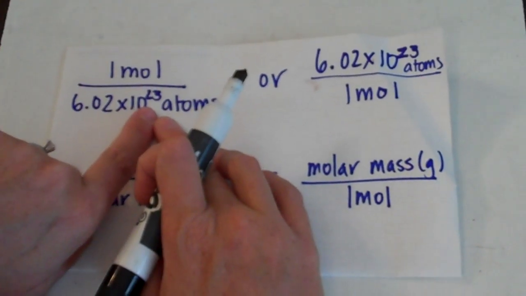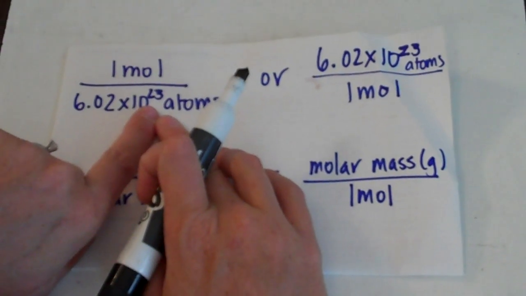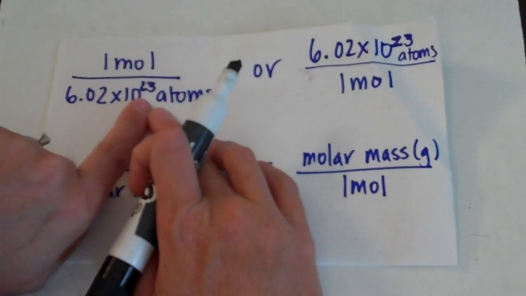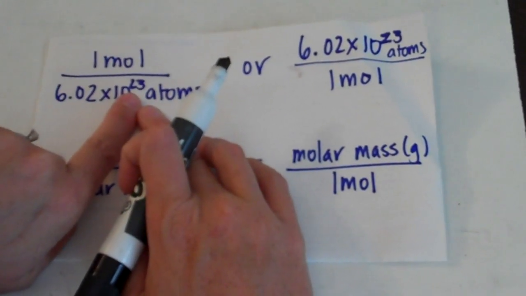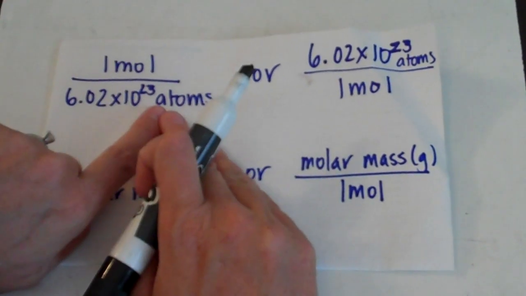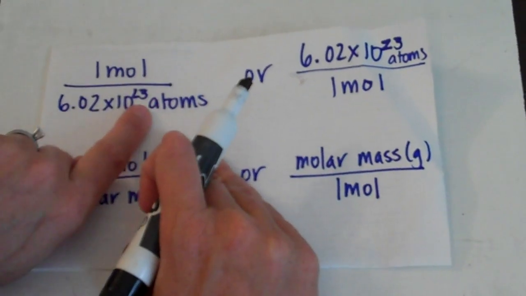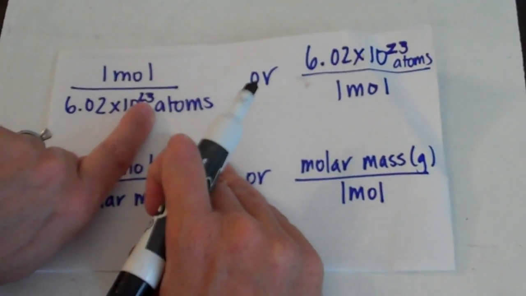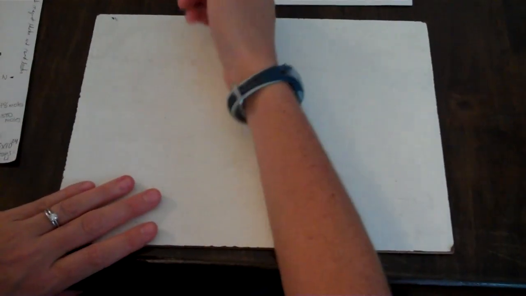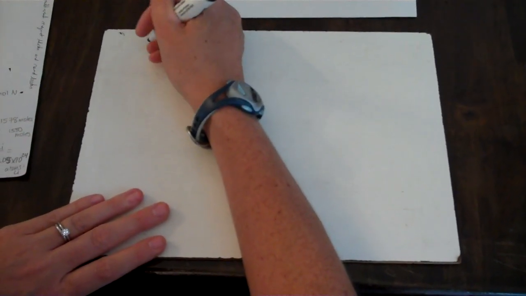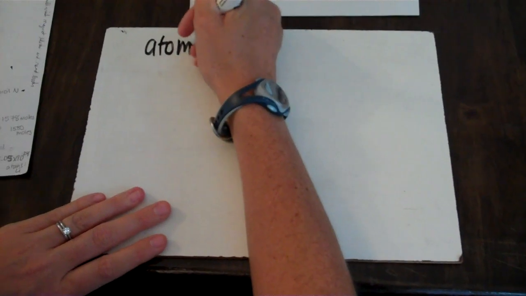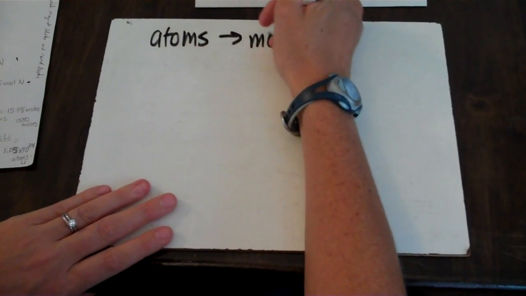6.02 with 21 zeros after it, a lot. So this is a really, really big number. So that should let you know that atoms are very small, and in order to have 1 mole of something, you need to have a lot of atoms, okay? All right, so what we're going to do is we're going to go from atoms to moles.